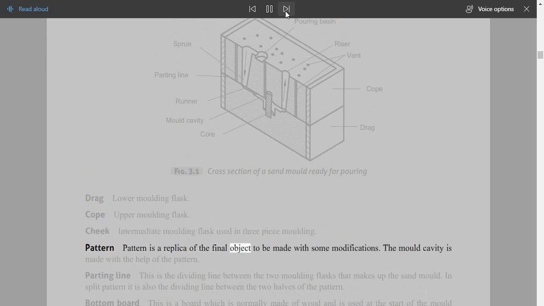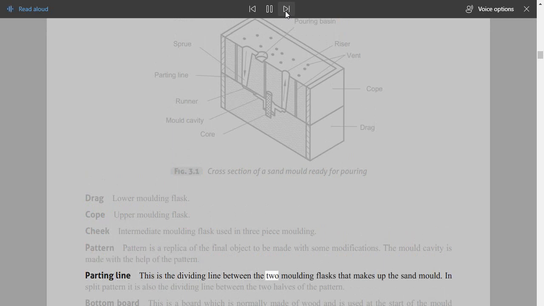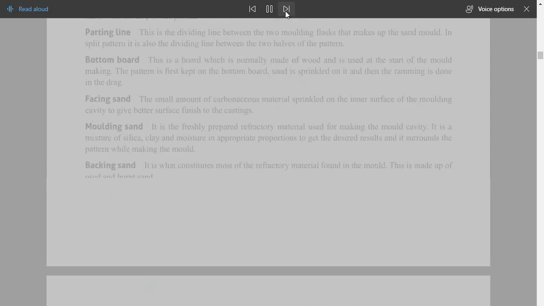Pattern is a replica of the final object to be made with some modifications. The mold cavity is made with the help of the pattern. Parting line. This is the dividing line between the two molding flasks that makes up the sand mold. In split pattern it is also the dividing line between the two halves of the pattern. Bottom board. This is a board which is normally made of wood and is used at the start of the mold making. The pattern is first kept on the bottom board, sand is sprinkled on it, and then the ramming is done in the drag.